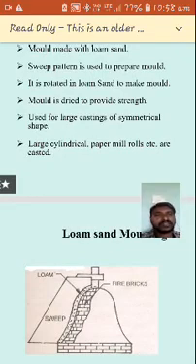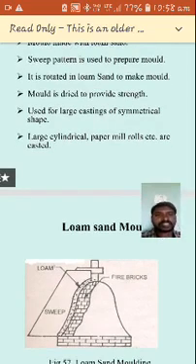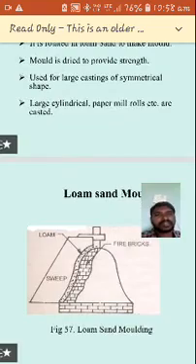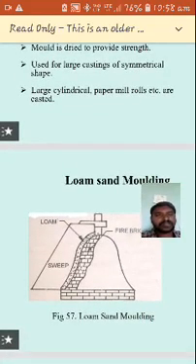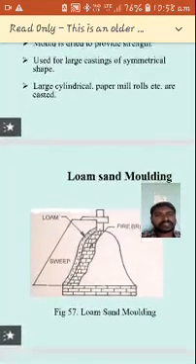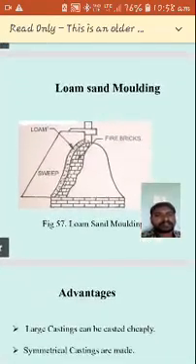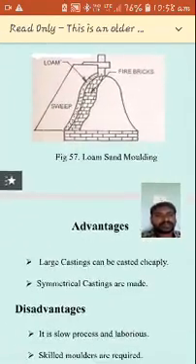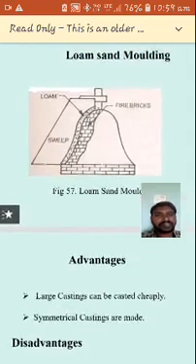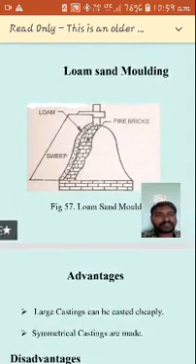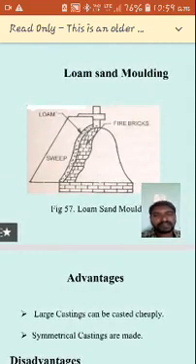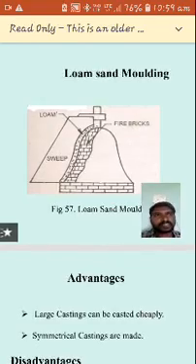The mold is dried to provide the strength. It is used for large castings of symmetrical shapes. Where large size castings are needed, we use this application. Large cylindrical paper mill rolls are casted. This is the loam sand figure. Over the pattern, the sand will be swept, then dried, and then the mold is made.